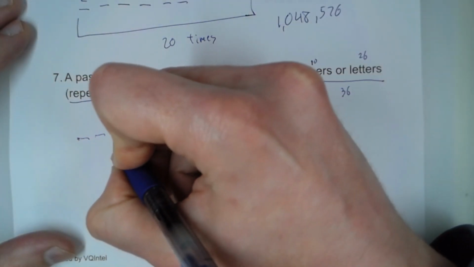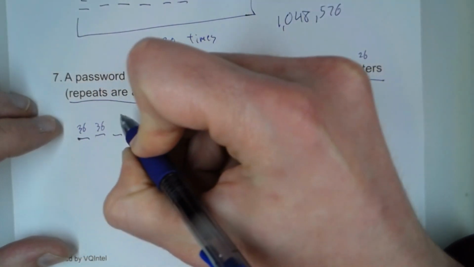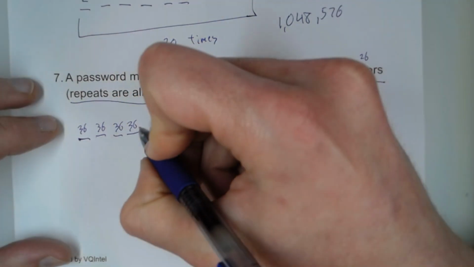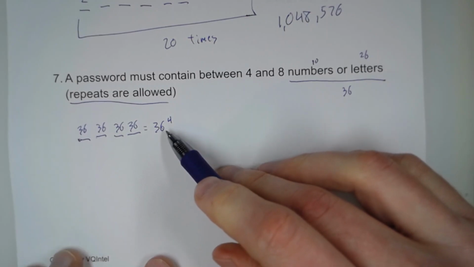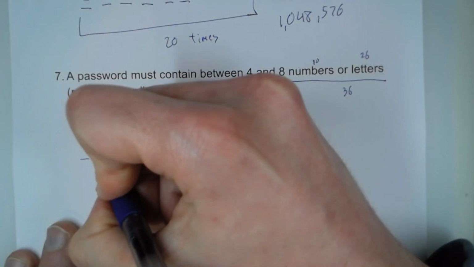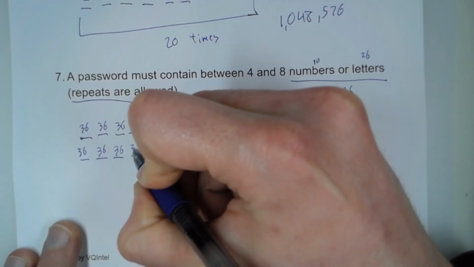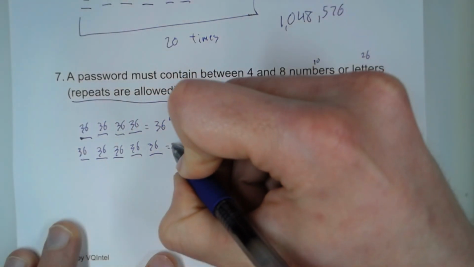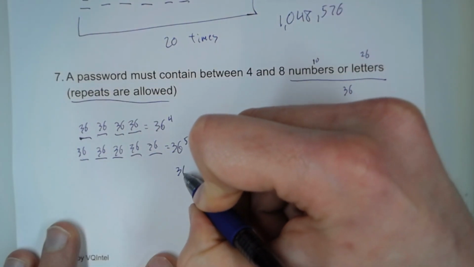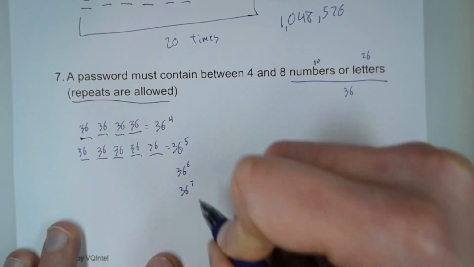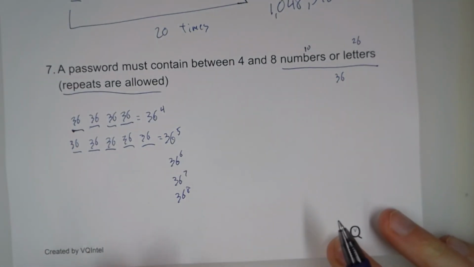So let's think about this. For a password that's 4 characters long, I could put 36 different things for the first slot, 36 for the second, 36 for the third, and 36 for the fourth. So for a password that's 4 characters long, there's 36 to the fourth power number of ways to do it. Now, if I have 5 characters, it's the same thing, except I have 1 extra slot. So that means it's 36 to the fifth power. And if I follow this pattern, if there are 6 characters, it's 36 to the sixth. If it's 7 characters, it's 36 to the seventh. And if it's 8 characters, it's 36 to the eighth power.